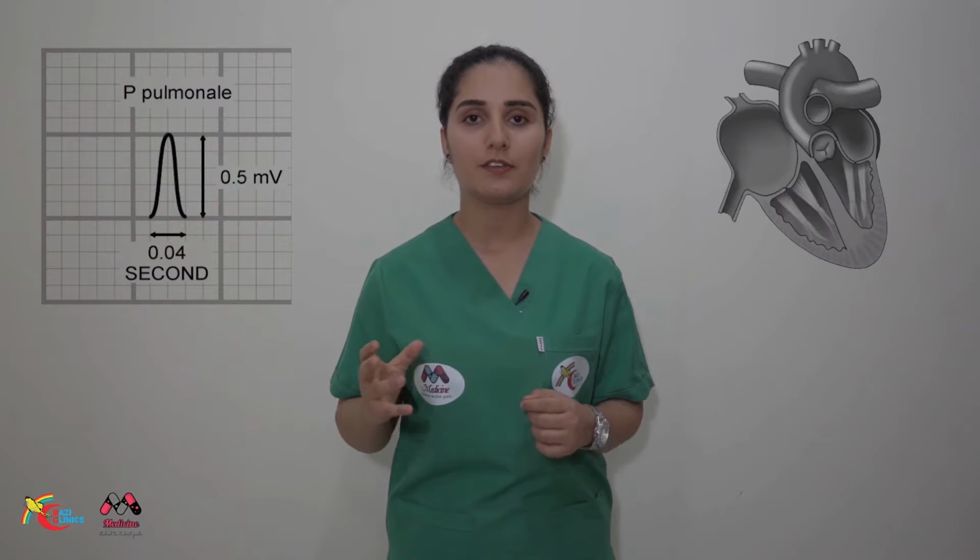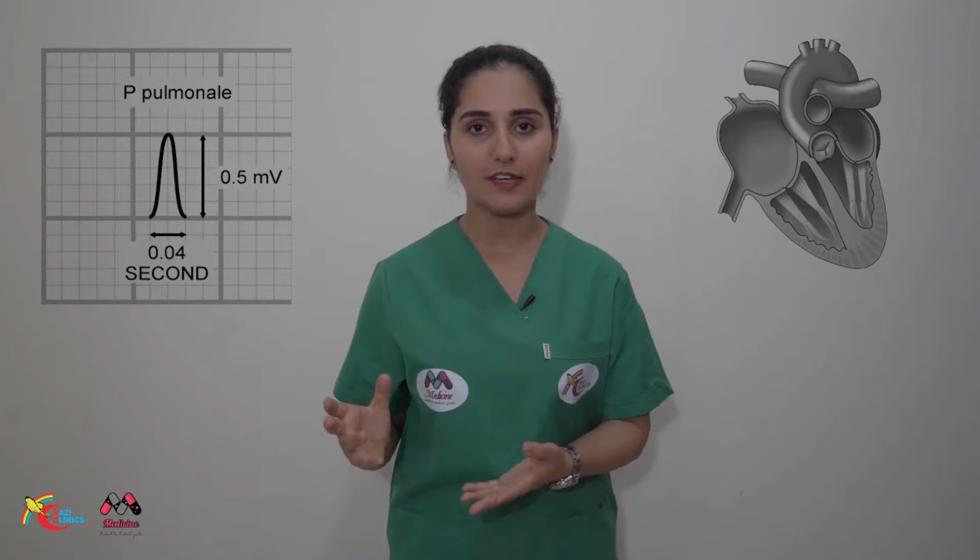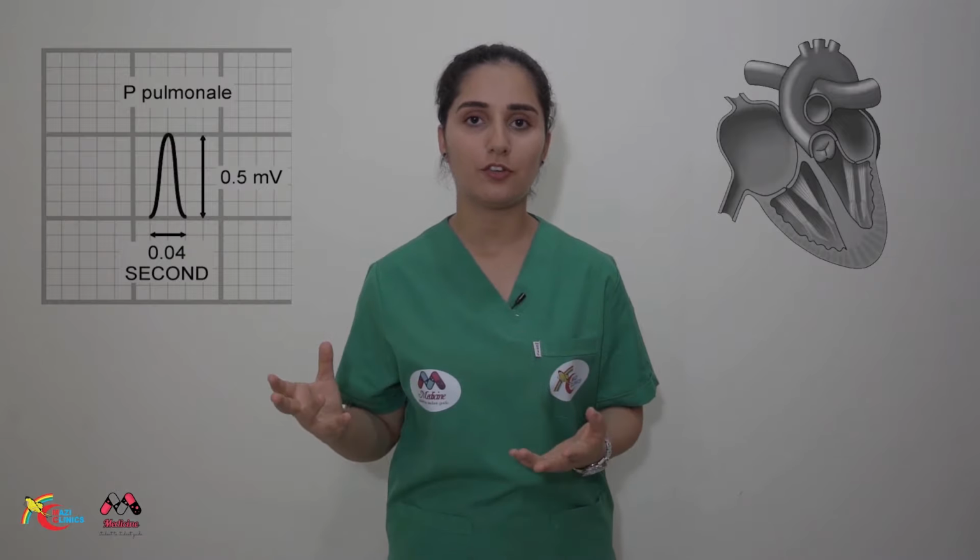If the P height is more than 2.5 small squares, giving you a peaked P wave, then this is a condition called P pulmonale, which is due to increased pressure in the right atrium, leading to right atrial enlargement.